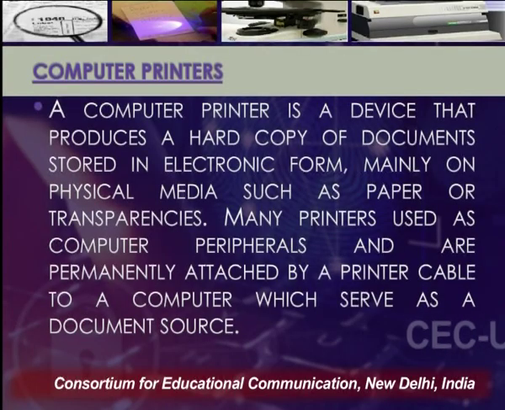To know why these features come in these documents and how we can differentiate between different computer printouts, we have to study the different types of computer printers. A computer printer is a device that produces a hard copy of documents stored in electronic form, mainly on physical media such as paper or transparencies. Many printers used as computer peripherals are permanently attached by a printer cable to a computer which serves as a document source. Because of the popularity of personal and small business computers, computer-generated documents are being submitted to forensic science labs in increasing numbers.